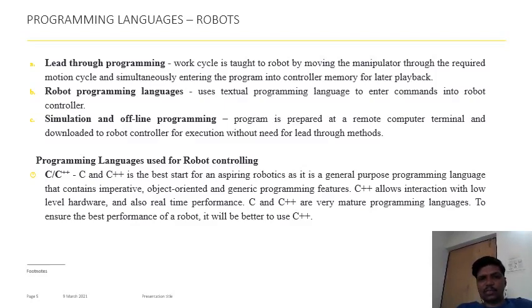It is related to the work cycle, because the robot will perform a certain cyclic process continuously. Repeatability is important, accuracy is important, and many parameters play an important role. Here, the work cycle is taught to the robot by moving the manipulator through the required motion cycles and simultaneously entering the program into the controller's memory for later playback. So I allow him to learn: pick this object from one conveyor, place it on conveyor B, pick it from conveyor B and place it on conveyor C.